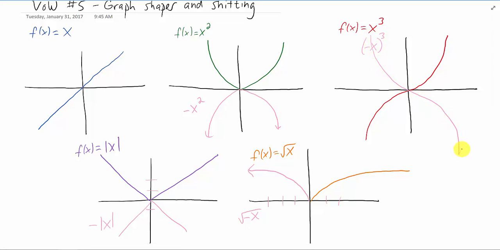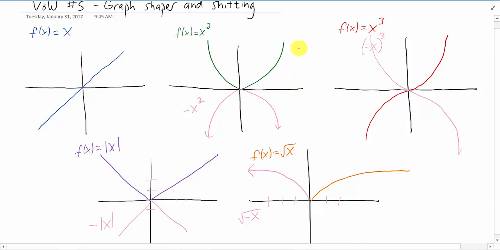And you'll notice that if you replace x with negative x to reflect across the y-axis, a couple of these graphs are not going to look any different at all, namely x squared and the absolute value of x. We reflect either one of these two over the y-axis, and the graph looks exactly the same. Okay, so those are the very, very basics of graphing and shifting.